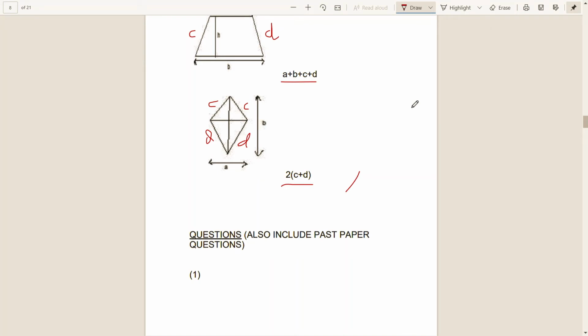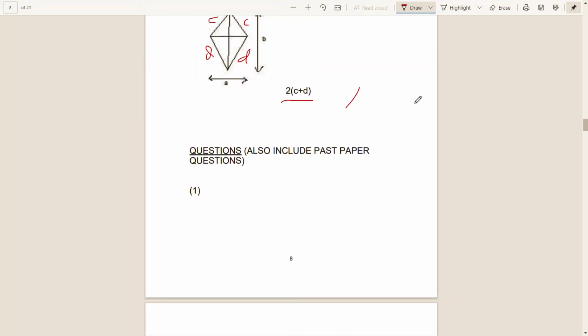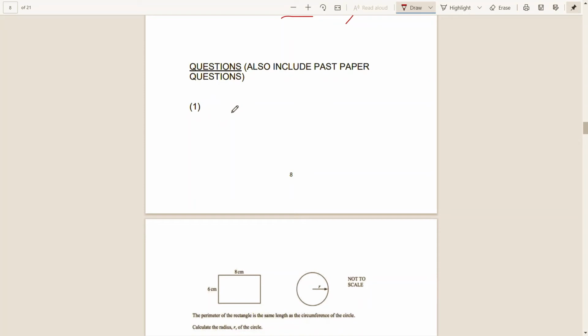Now next, we are done with the areas of all shapes. We are done with the perimeters of all shapes. Right. Now we are going to do questions, which are long questions. Also include past paper questions from IGCSE Maths 0580. In total, we will be doing around 13 questions, right?